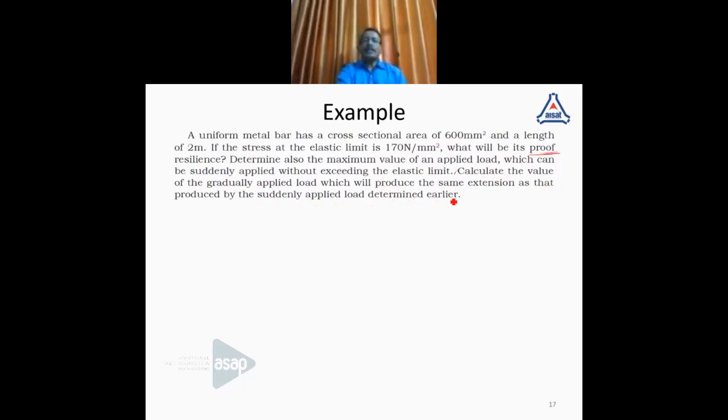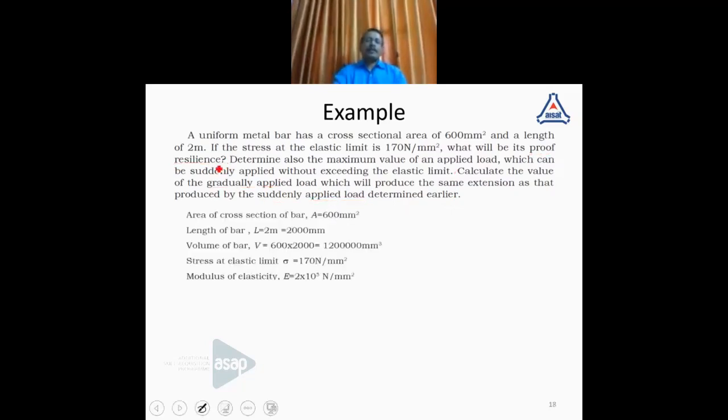So we are considering two cases, gradually applied load and suddenly applied load. First of all, we will be considering proof resilience. Proof resilience is nothing but strain energy density. So here what is given is the area of cross section, length of bar, volume of bar can be calculated, stress at elastic limit is given, modulus of elasticity is assumed.